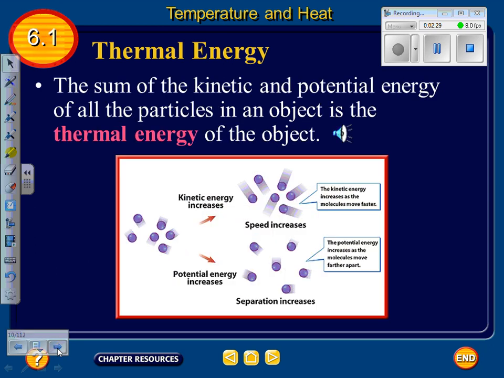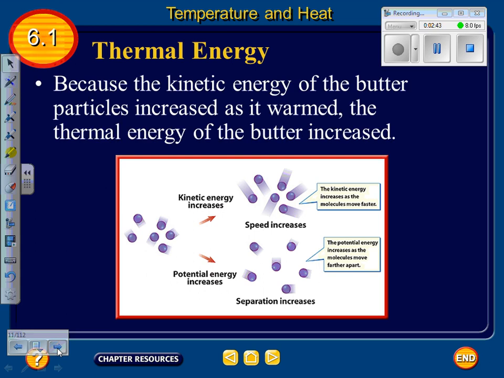The sum of the kinetic and potential energy of all the particles in an object is the thermal energy of the object. Because the kinetic energy of the butter particles increased as it warmed, the thermal energy of the butter increased.